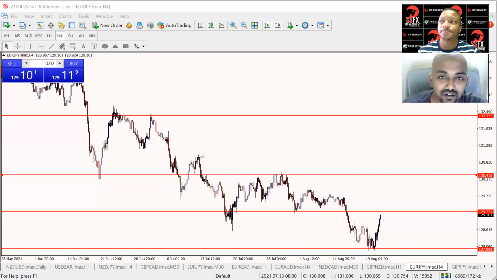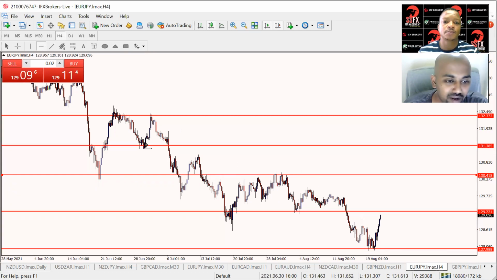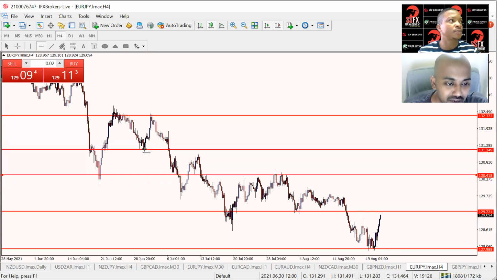Let me see. Are you able to see my mouse? Yeah, I see it moving now. Okay, what I was referring to: is this level also considered as support? This level? Yeah, it's also that one. Yeah, also that one too.